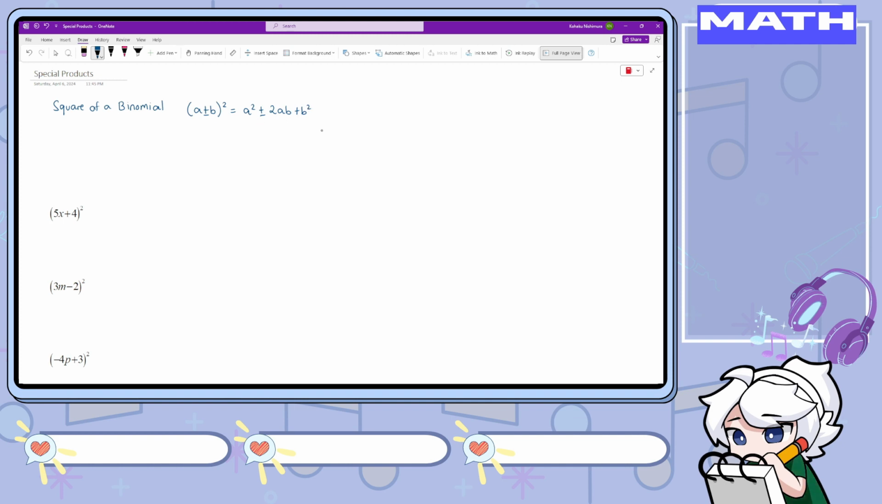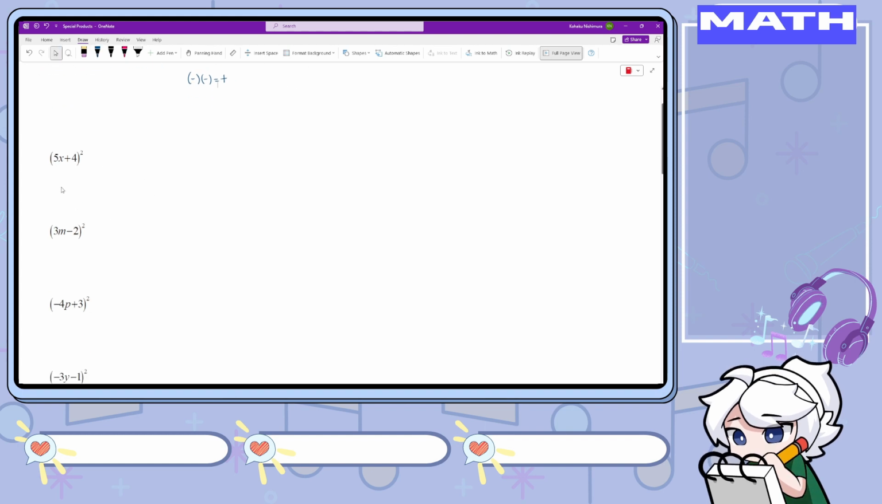Now particularly, why is the last term positive even though we have a negative in one of the examples? Remember the concept that if we square a negative number, negative times negative is equal to positive. So if we square the last term, whatever happens is going to be positive, may it be positive or negative. So now let's have this first example.